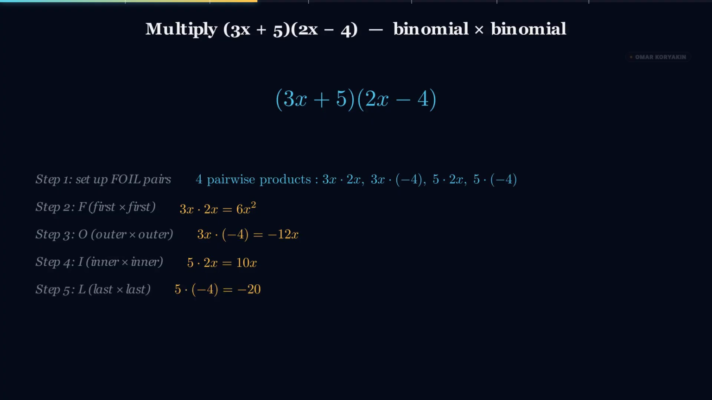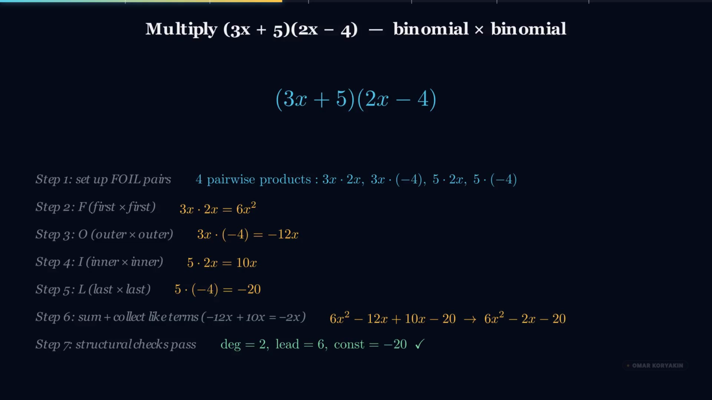Step 5. Compute the fourth product. 5 times negative 4 equals negative 20. Multiply coefficients: 5 times negative 4 equals negative 20. Both inputs are constants, so the result is a constant. Step 6. Sum the four products and collect like terms. The expanded sum is 6x squared minus 12x plus 10x minus 20. The two middle terms, minus 12x and plus 10x, are like terms, both with x to the 1. Combine their coefficients: negative 12 plus 10 equals negative 2. The result becomes 6x squared minus 2x minus 20.